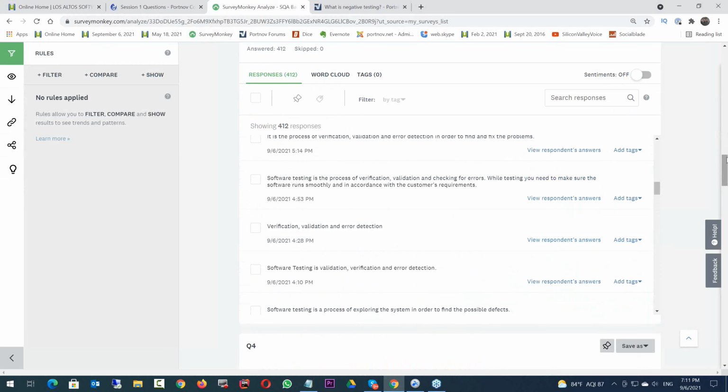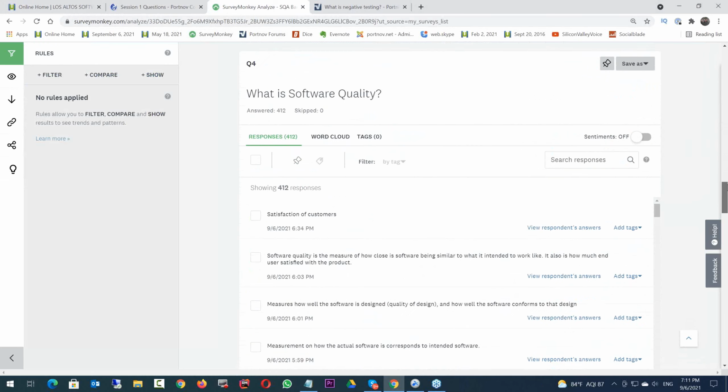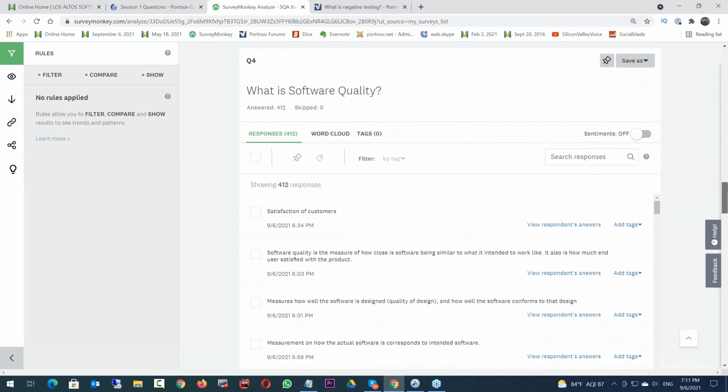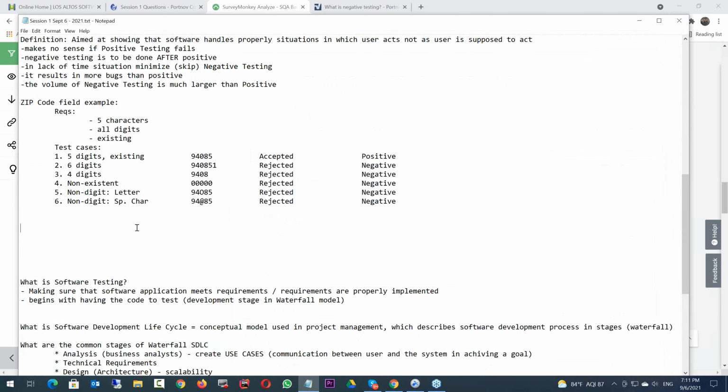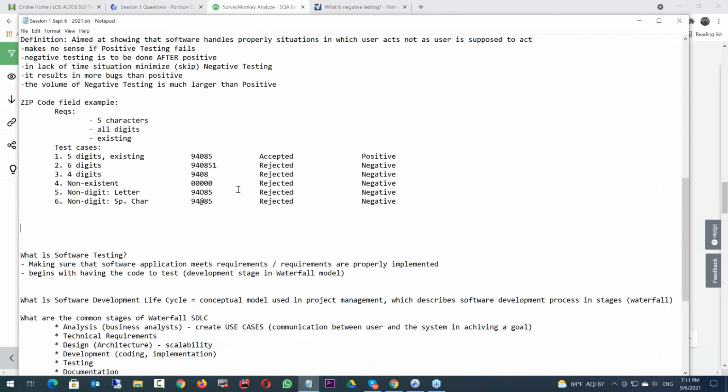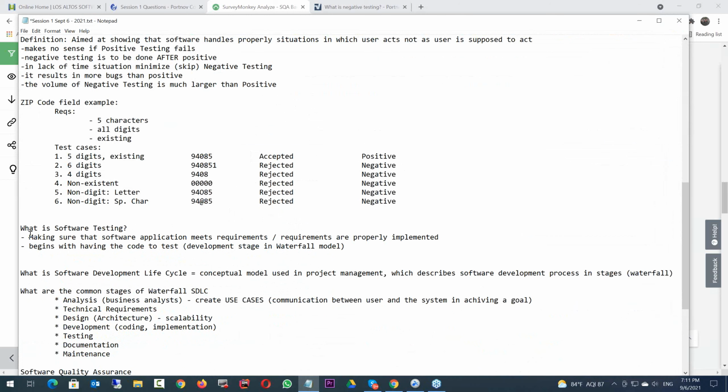Okay, keep going. What is software quality? Wait a second. What do we have here in our file? I just want to make sure we have nice notes. Making sure the software application meets requirements. So requirements are properly implemented and begins with having the code to test. Yeah. So you should have code to test.